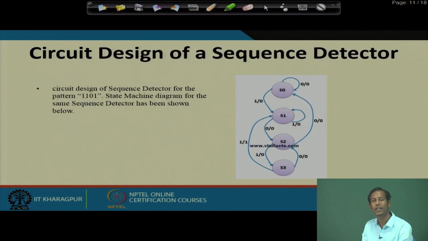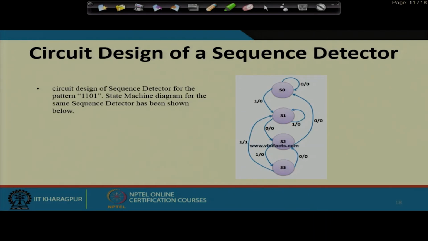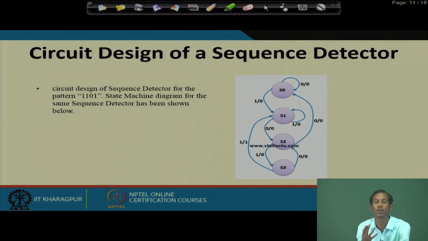Now, another very common circuit used in digital circuit design is the sequence detector. Let us consider that we have to detect a sequence in a data stream, where pulses are coming in. We have to detect this particular sequence of 1101. How can I make a detector circuit which can detect that sequence?